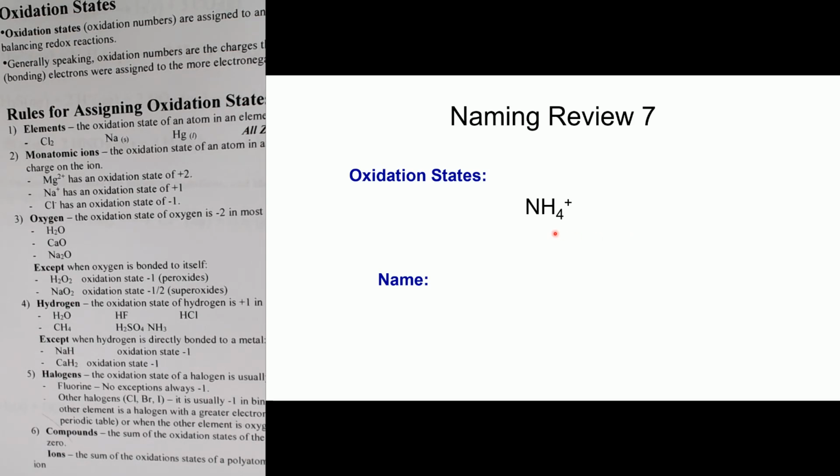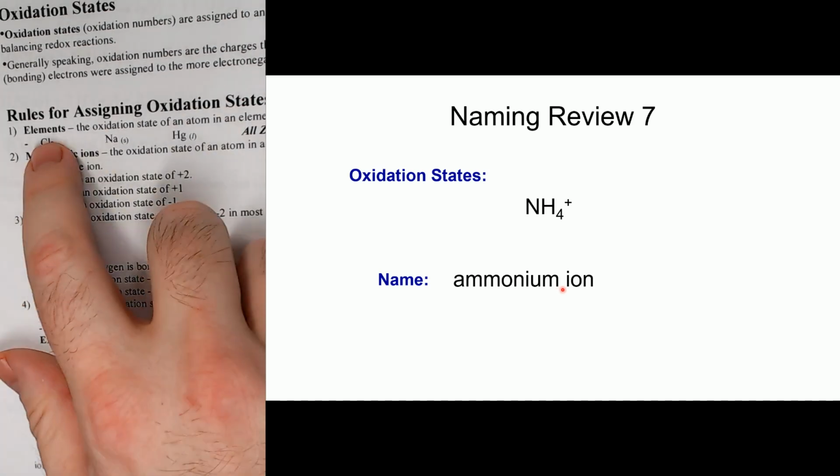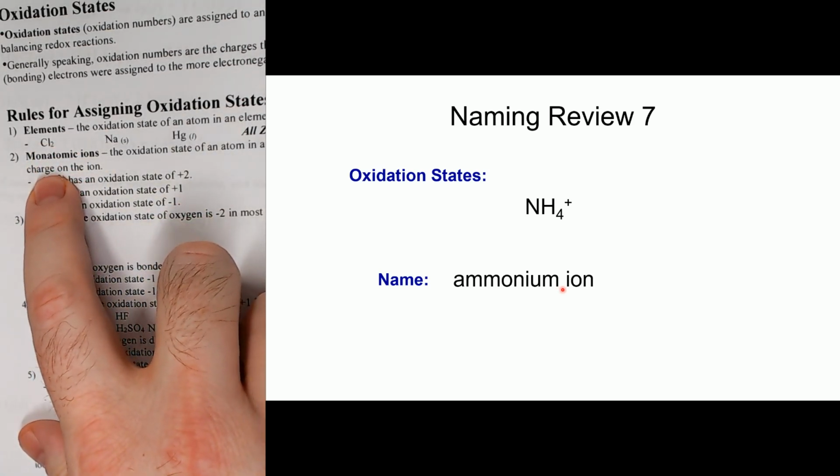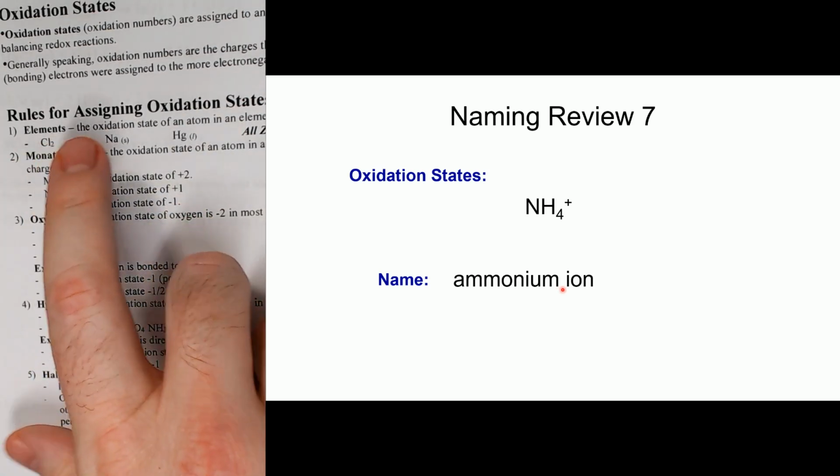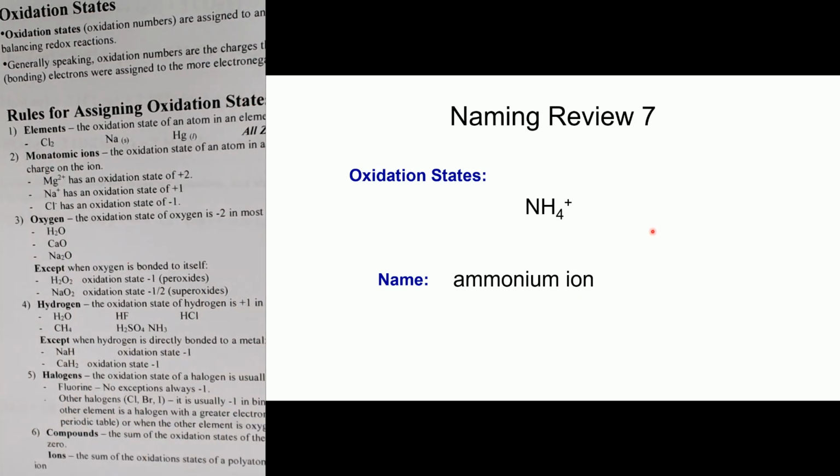All right, let's look at this one. This one's called ammonium ion. It's a polyatomic ion, one of our few polyatomic cations. And it's not an element by itself, and there's no monatomic ion present. So we're going to put the total charge. Total charge here is +1, so we'll put a +1. That means the sum of all of our oxidation states has to come out to +1.